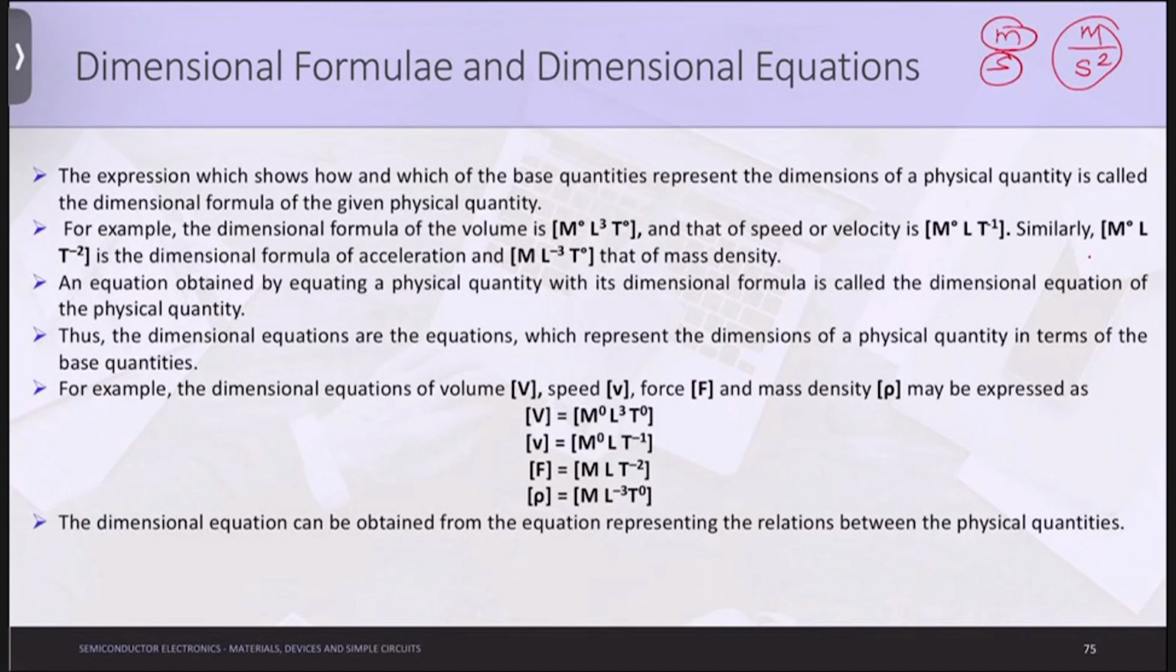And similarly for density, we know density is what? It is mass by volume. So mass by volume is basically M1 and L minus 3. So as you can see, it's M1, L minus 3, and T would be 0.